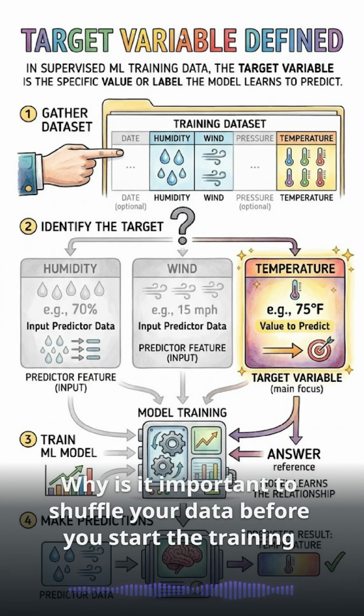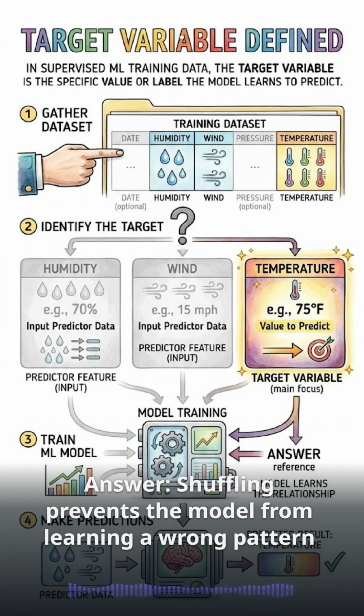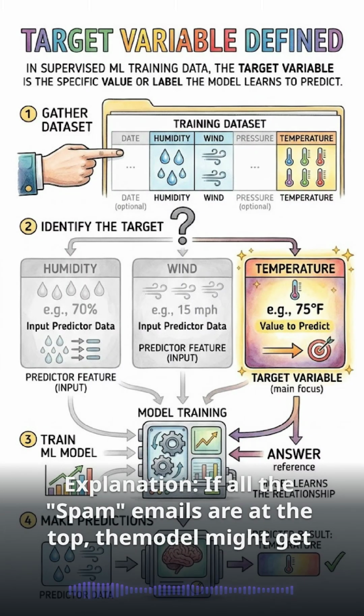76. Why is it important to shuffle your data before you start the training process for your model? Shuffling prevents the model from learning a wrong pattern based only on the order of the data records. If all the spam emails are at the top, the model might get confused and not learn the features correctly.